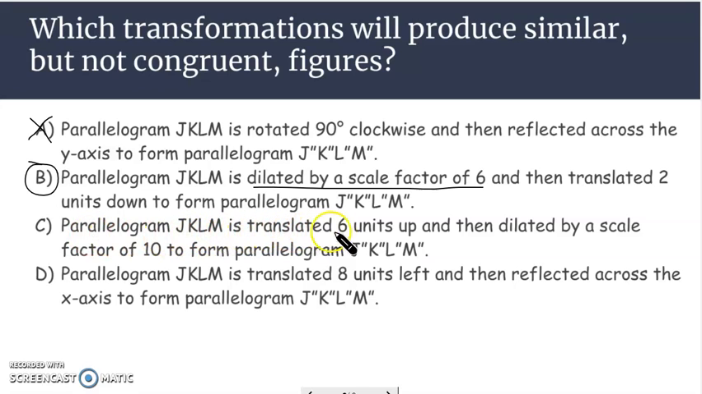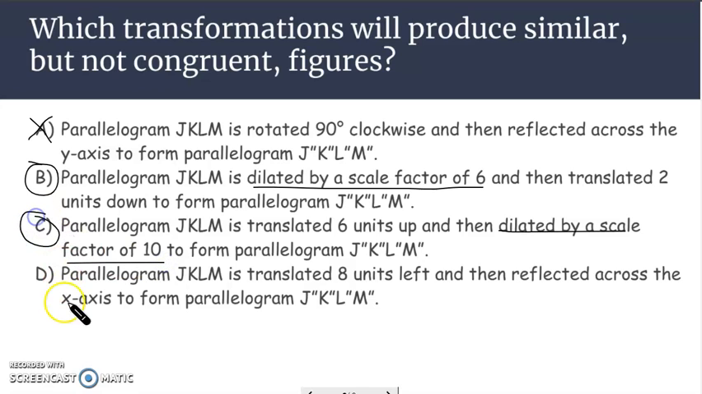Parallelogram JKLM is translated 6 units up, then dilated by a scale factor of 10. There's that changing the size again. C works. And then finally D, JKLM translated 8 units left, then reflected across the x-axis. I don't see any change in size. D is not going to work. B and C are going to work here.